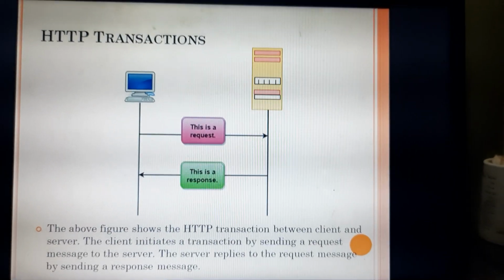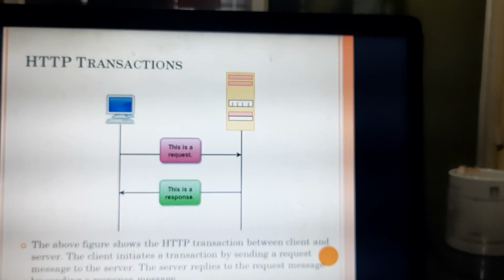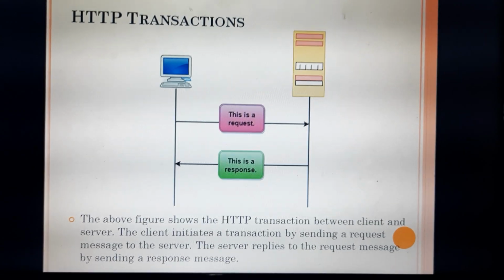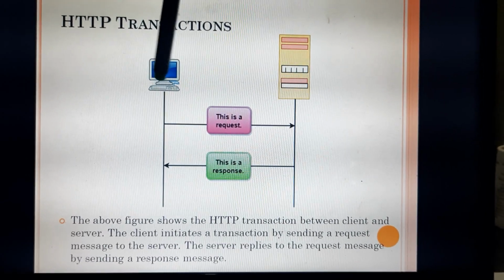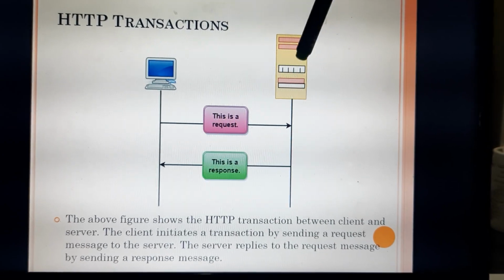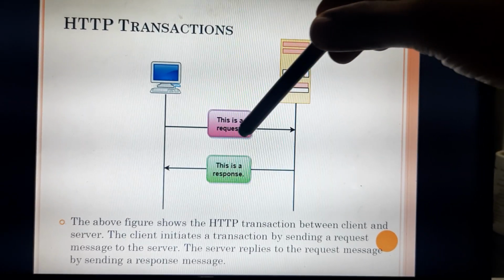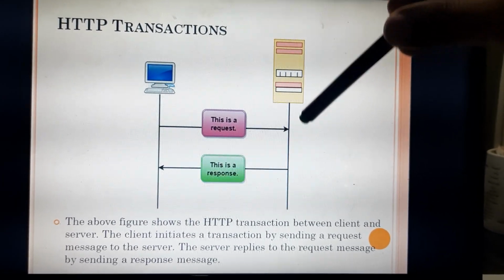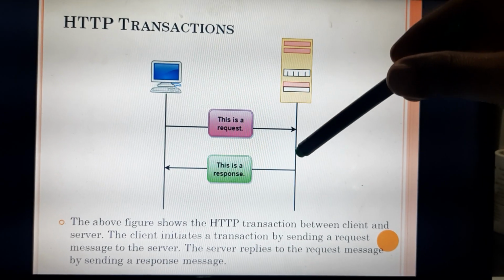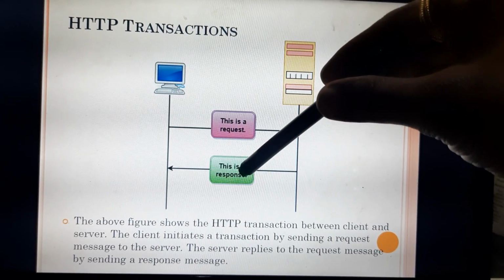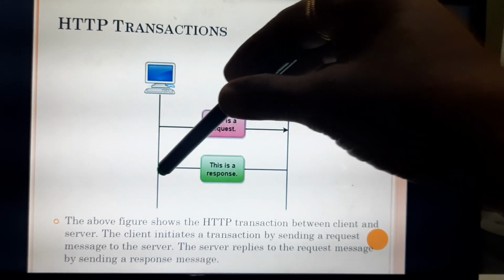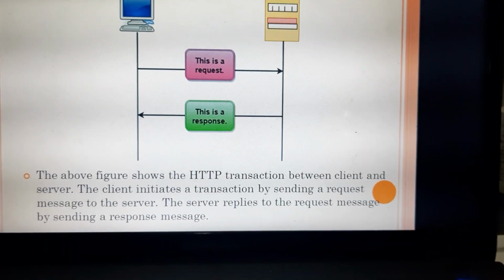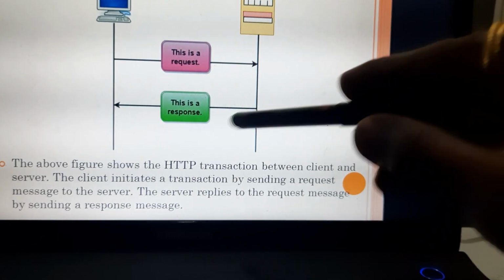Now this figure will give you a clear picture about the HTTP transaction, how the transaction takes place between the client and server. This computer is a client and this one is a server. You can see in this figure the request is made by the client and that request goes to the server, and the server responds to the request, and this response again goes back to the client. Even the description is given below.